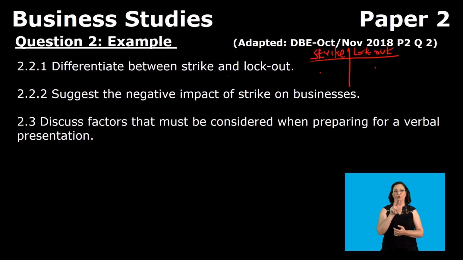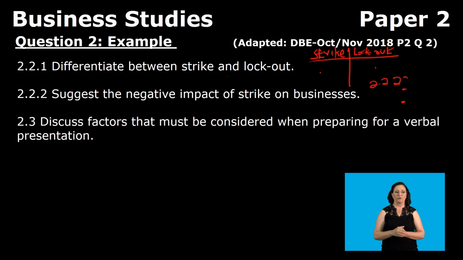2.2.2 suggests the negative impact of strike on businesses. So you need to look at the mark allocation in order for you to know how you should write. But remember, we need to write in point form. So this is your 2.2, depending on the mark allocation. So you look at the mark allocation and then you write. You don't give a full paragraph here, but you write in bullet points. You write in point form, rather. There should be a point.